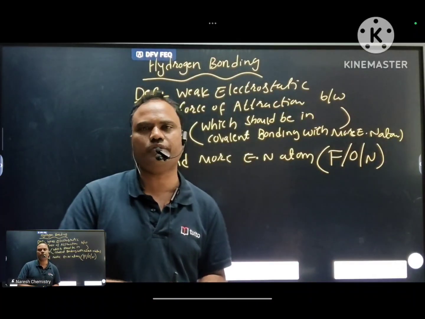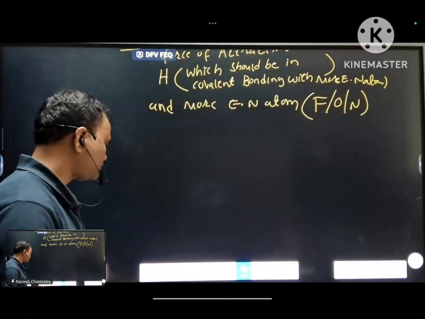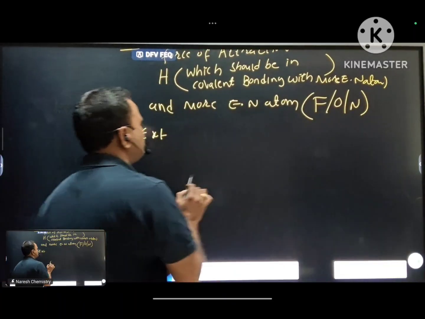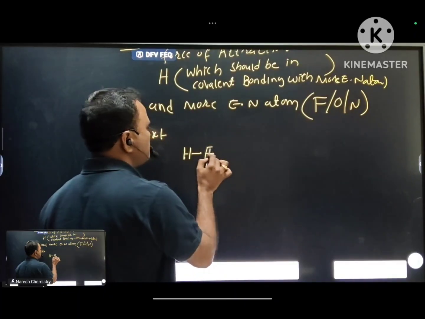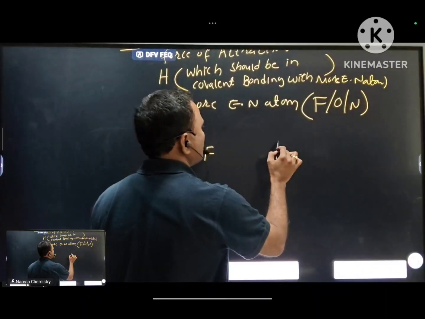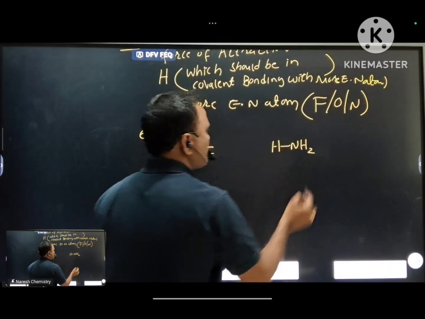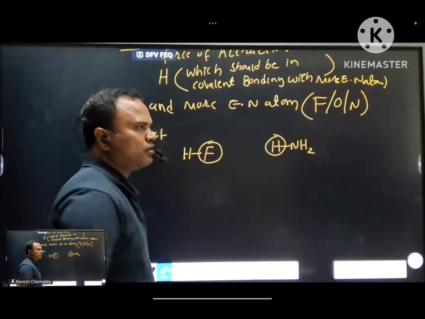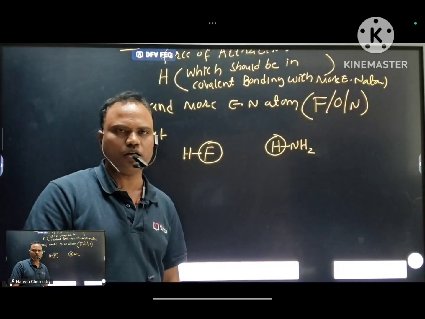Weak electrostatic force of attraction. See the example. This is a more electronegative atom. Fluorine is a more electronegative atom. This is hydrogen. Observe, now we are analyzing between these two whether hydrogen bonding will take place or not.